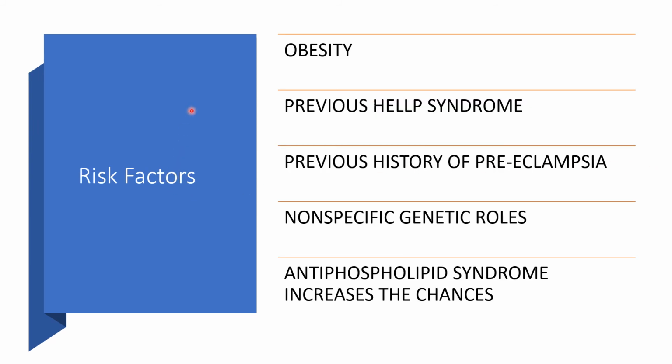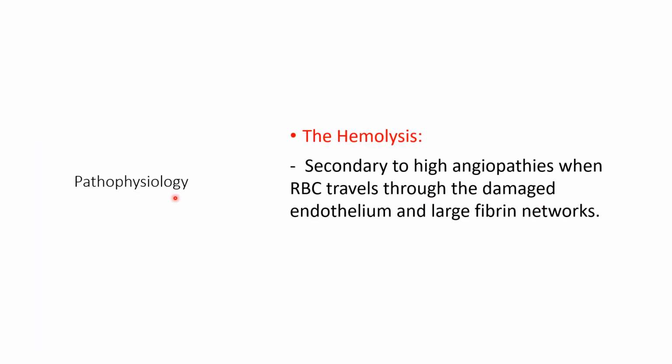Now, risk factors for HELLP syndrome will include obesity, previous HELLP syndrome, previous history of preeclampsia, non-specific genetic roles, and antiphospholipid syndrome will increase the chances. The pathophysiology is such that the hemolysis will be secondary to microangiopathies when red blood cells travel through the damaged endothelium and large fibrin networks.